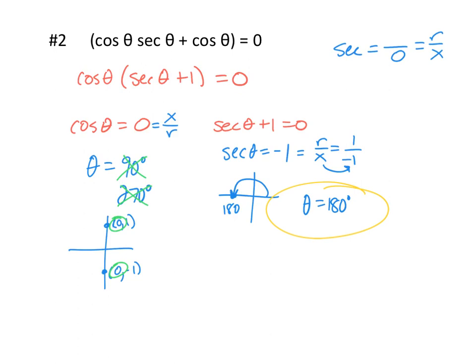So practice those, check for extraneous solutions. As you start to see these more often, again, you're going to look for just the 4 trig functions, not sine and cosine, that can be undefined, and make sure you're not plugging in theta values that will give you undefined secant, cosecant, tangent, or cotangent.